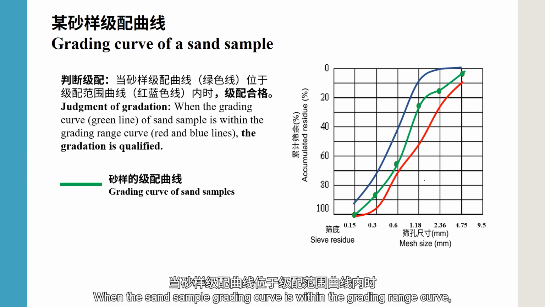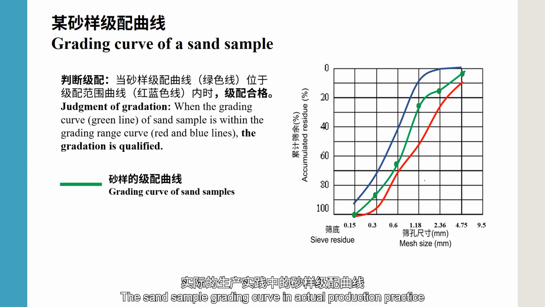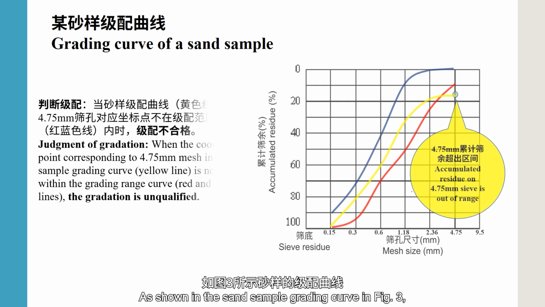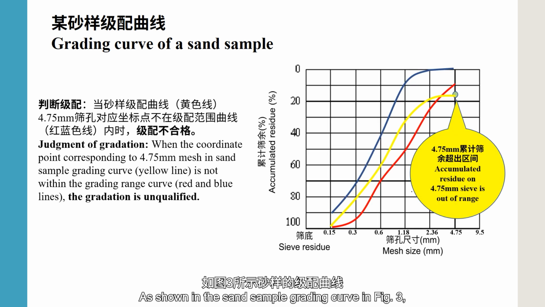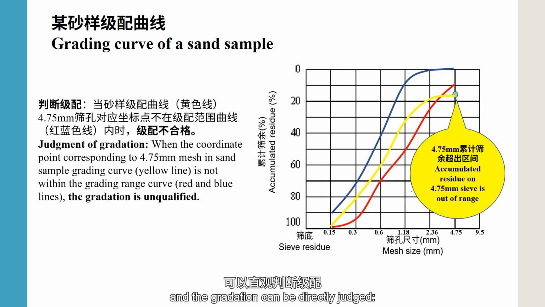When the sand sample grading curve is within the grading range curve, the gradation is qualified. The sand sample grading curve in actual production practice may also have the following conditions. As shown in the sand sample grading curve in Figure 3, the accumulated residue on the 4.75 mm meshes has exceeded the range, and the gradation can be directly judged.